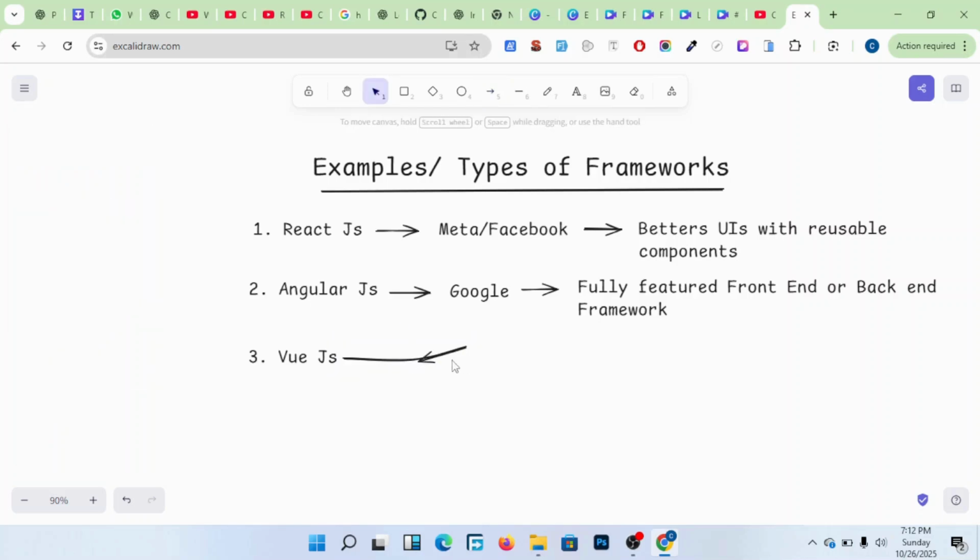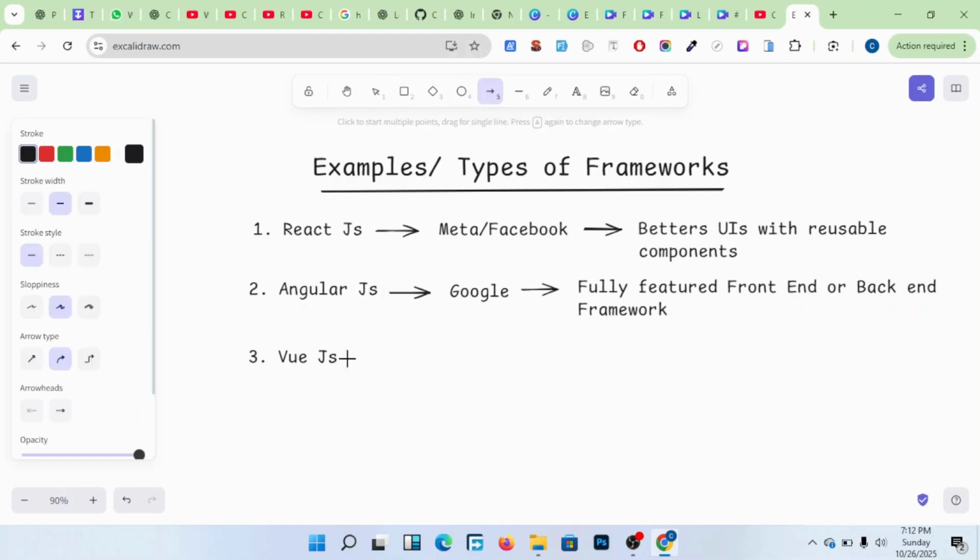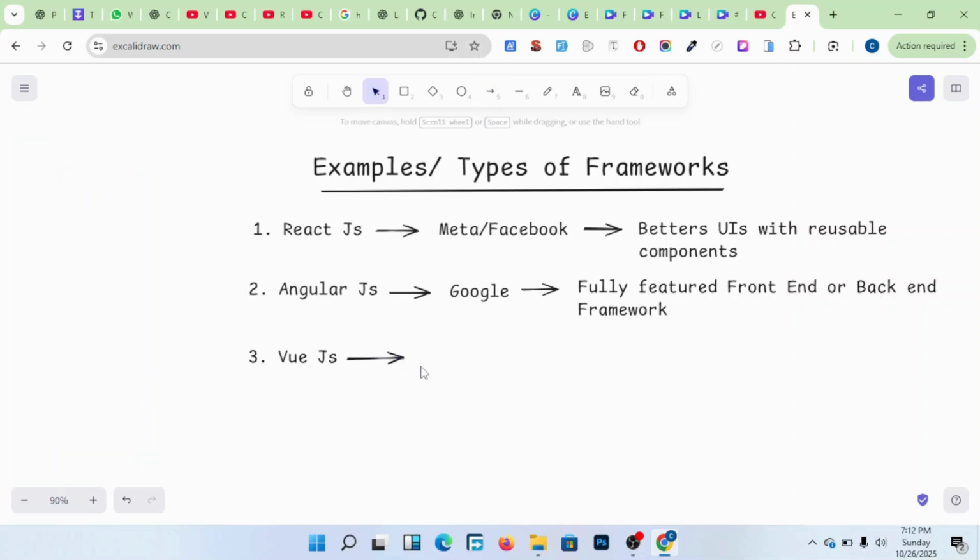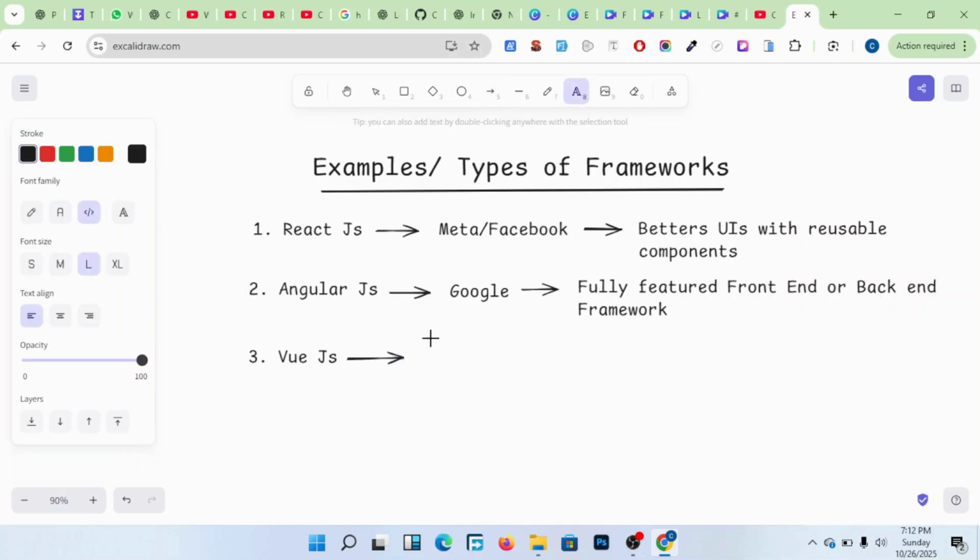Let me first remove this. This is a progressive framework. It is simple to start.